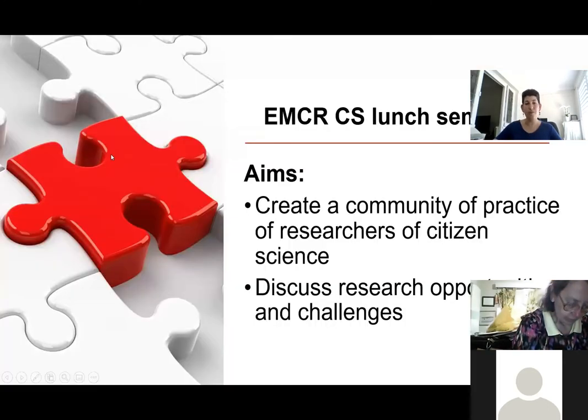The aim of these lunch seminars is really to bring all of us researchers and other people interested in citizen science research together to form a community and to start having these discussions about citizen science research here in Australia. We have a lot of great opportunities for research. We also have some challenges that we're all facing. So bringing us together and having a conversation, hopefully we can try and work together on some of these challenges.